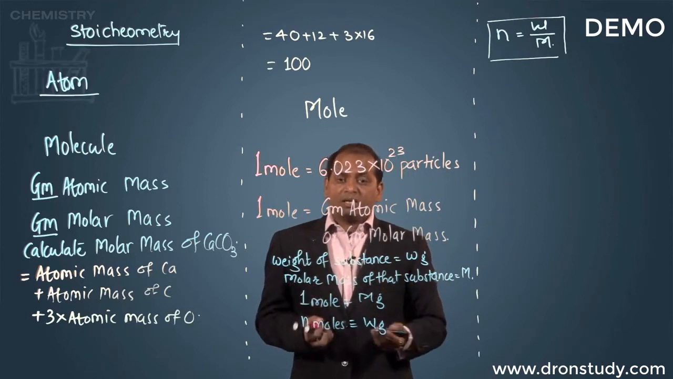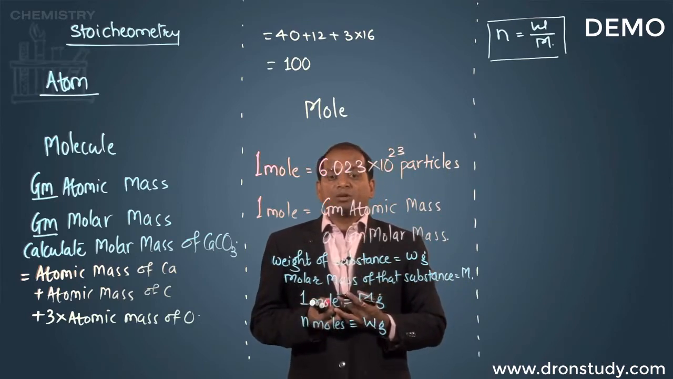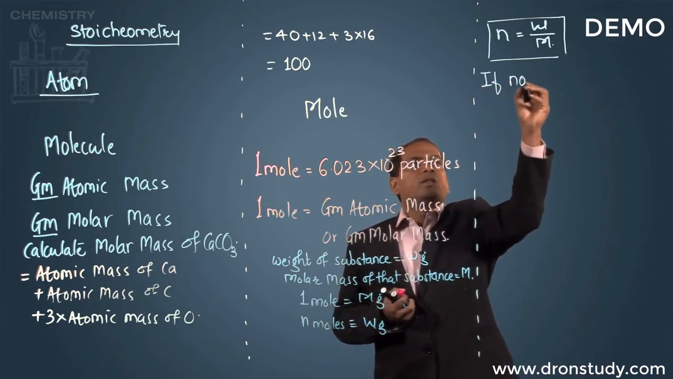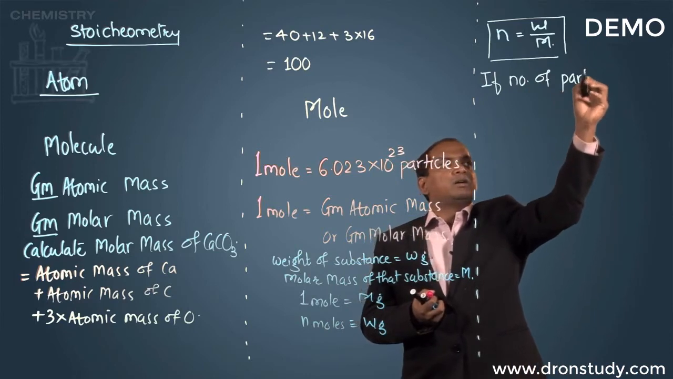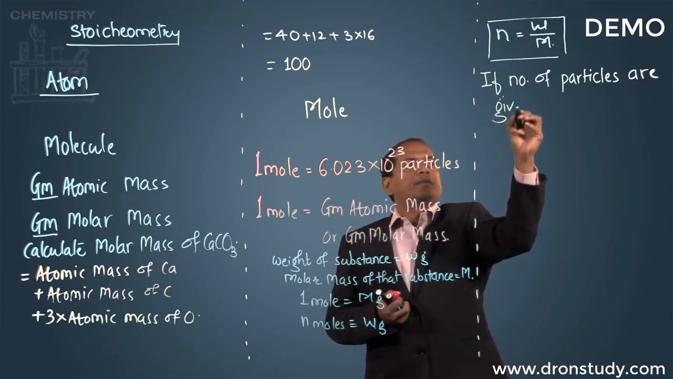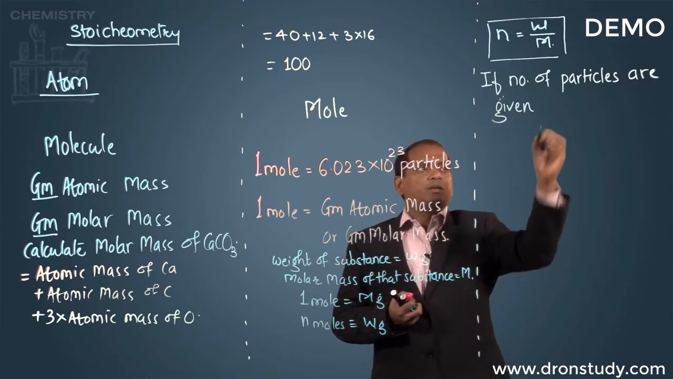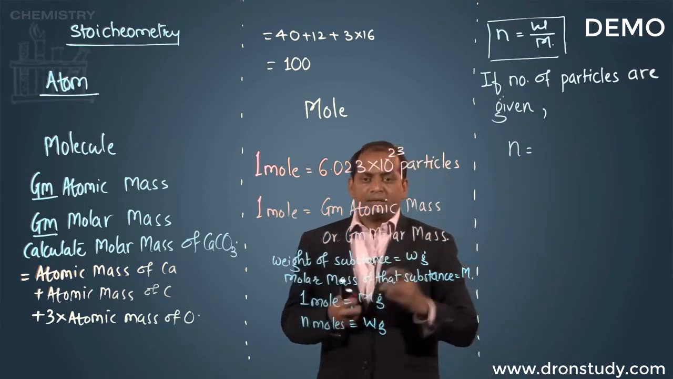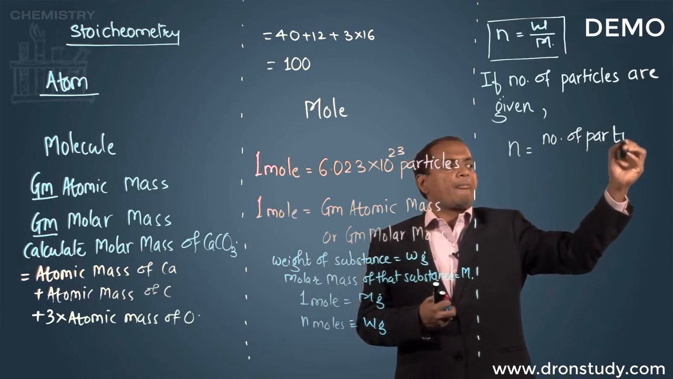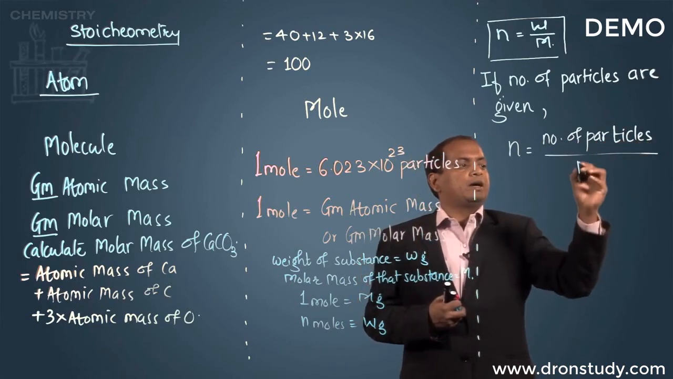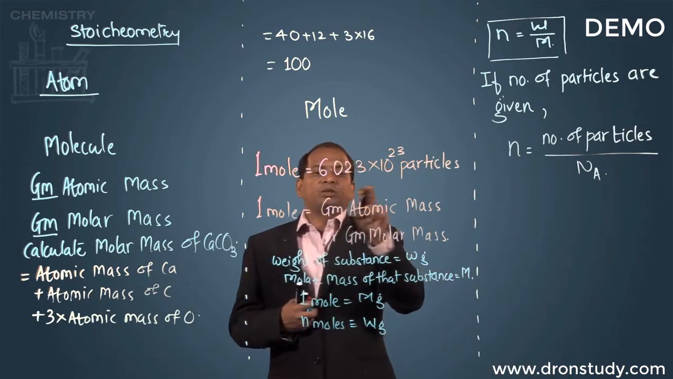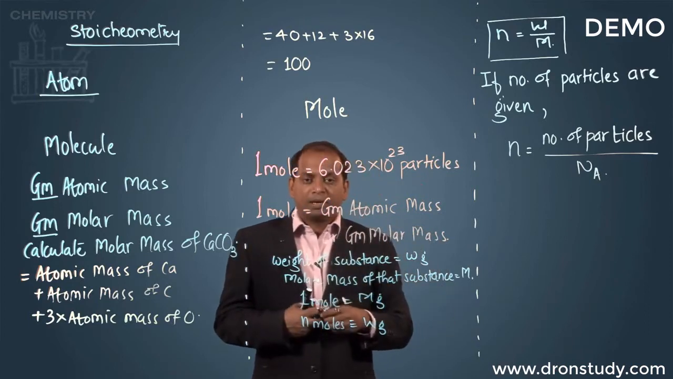Similarly, if the number of particles is given to you, then how can we determine the number of moles? If the number of particles is given, then N is equal to the number of particles divided by Avogadro's number. What is that Avogadro's number? This value, 6.023 into 10 raised to 23 particles.